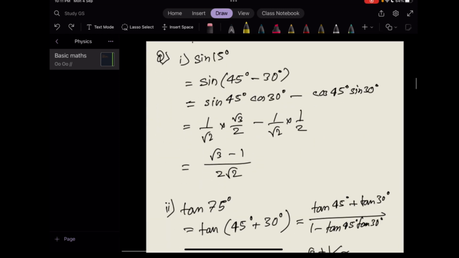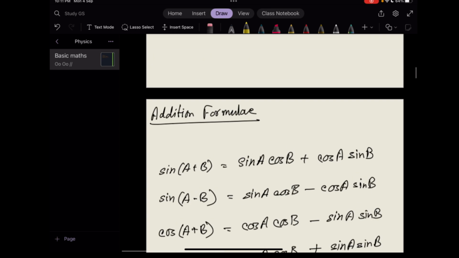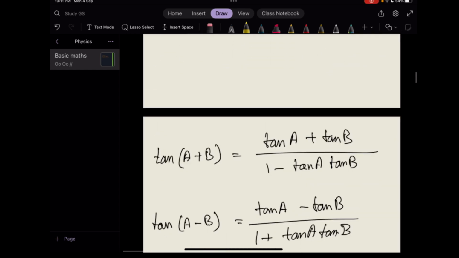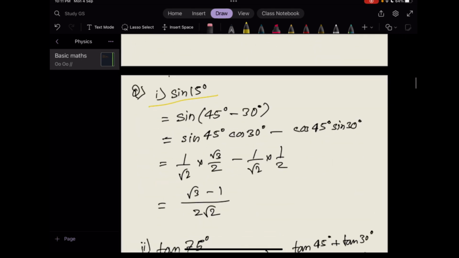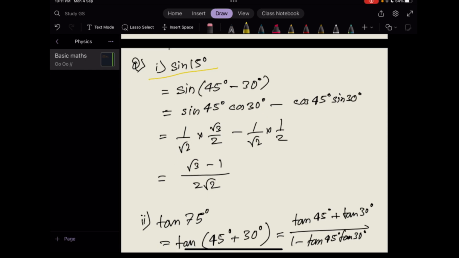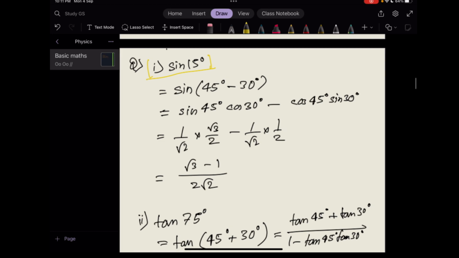Now, here is a question. If somebody asks you to find out the value of sine 15 degree, you might be wondering why you are reading these formulas. So here is the answer. If somebody asks you to find the value of sine 15 degree, how can you do it? You have to put it like this: sine 45 degree minus 30 degree. So sine A minus B. Here we are using the formula of sine A minus B.